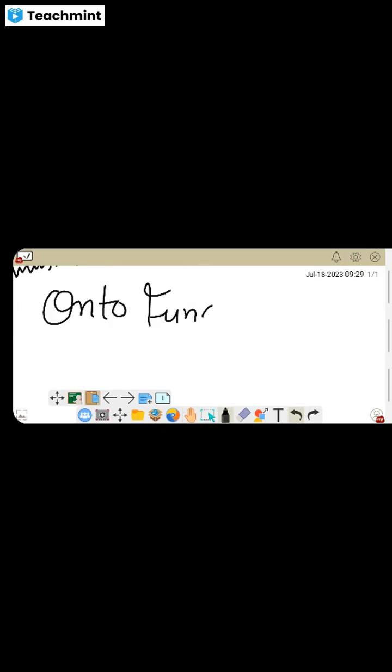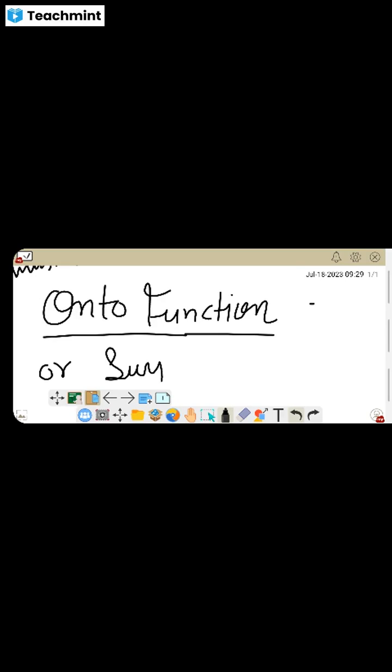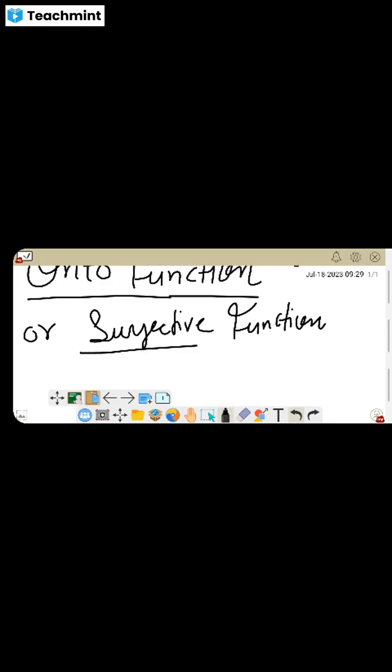Now let us understand onto function, or surjective. If any function is injective and also surjective, then we can say this is bijective. So let us understand surjective by using mapping.